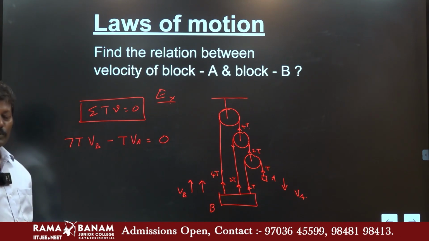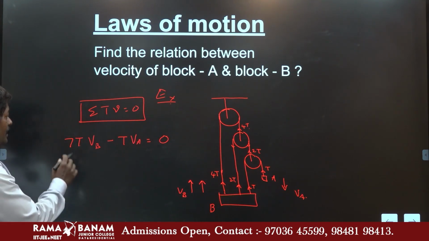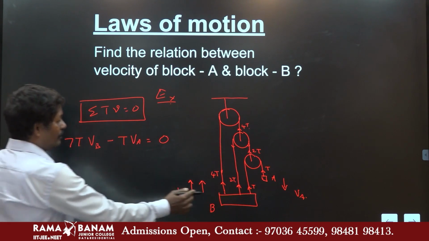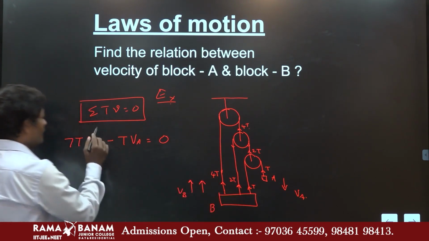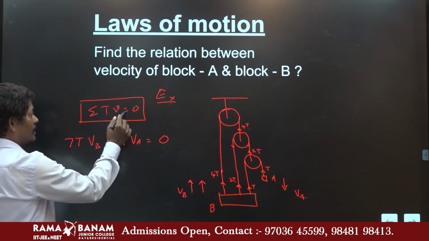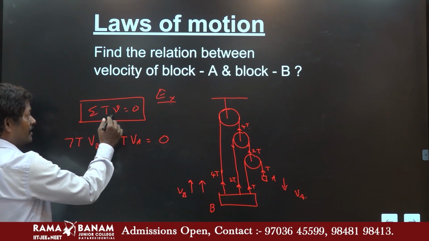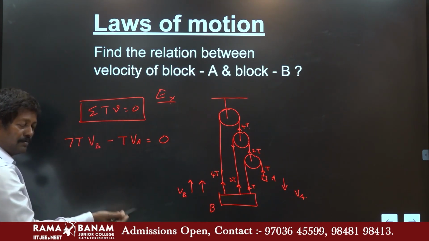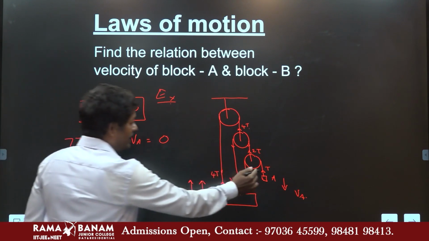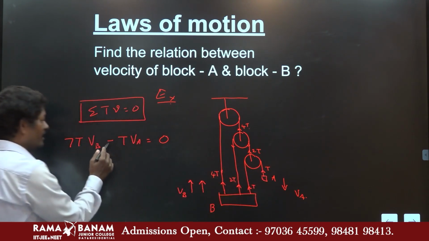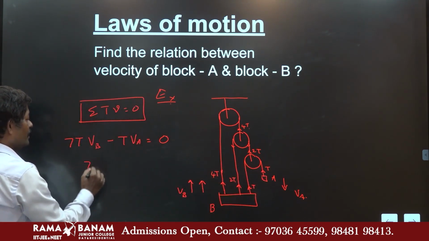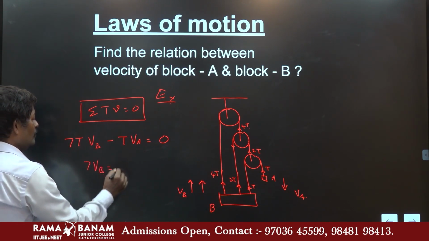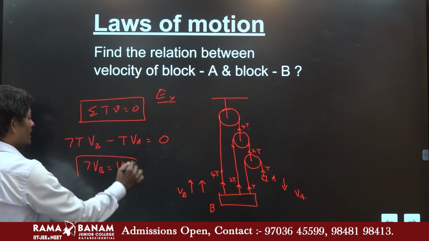So the solution is only one line here. Again I am repeating, 7T into VB. Actually we should write sigma TV cos theta. If it is 0, cos 0 is 1. If it is 180 degrees, cos 180 is minus 1. So we get minus here. So 7 VB equal to VA. So we got the relation in one step.